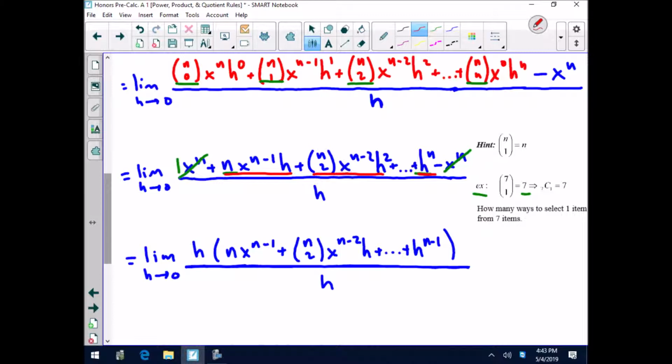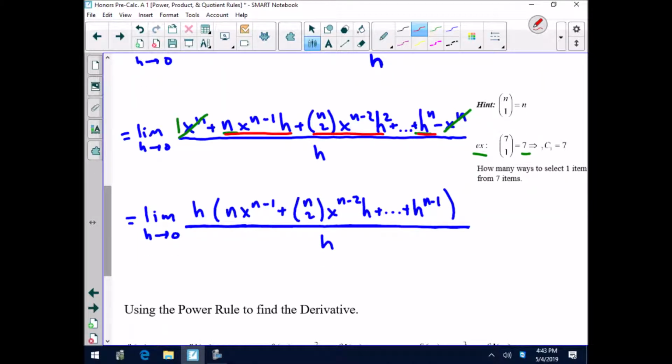So finally right here, we have a list of terms, all of which have h as a factor, and when we factor h out of each of these terms, the only term without an h in it is going to be that n times x to the n minus 1. And now right here we cancel our h in the numerator and denominator, and now we let h go to 0, and when that happens, the rest of our terms basically become 0 terms, and we get finally right here our derivative with the limit definition of the derivative as n times x to the n minus 1.